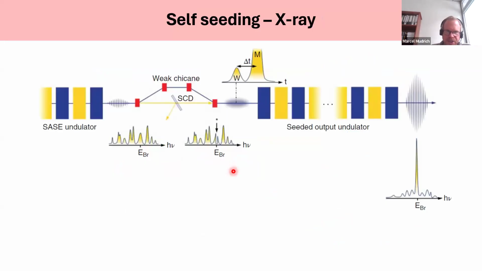So in the X-ray regime, the self-seeding scheme usually is implemented in this way. We have a first SASE undulator, which produces SASE pulses with an ugly, spiky spectrum. Then we have a magnetic chicane. I didn't talk about that, but the magnetic chicane is essentially just a set of four bending magnets, which are used to deflect the electron bunches around the corner, basically to bypass this monochromator or the grating.